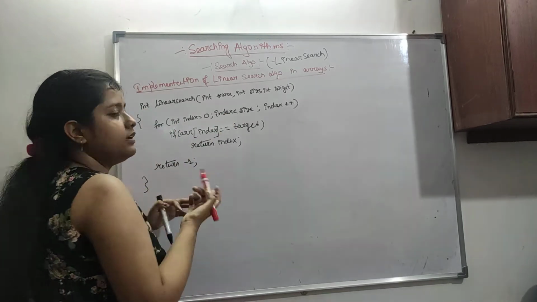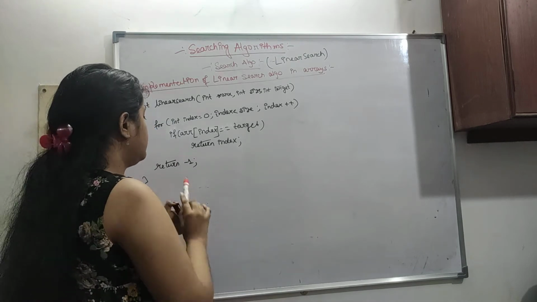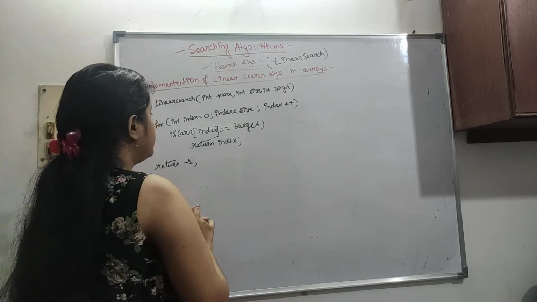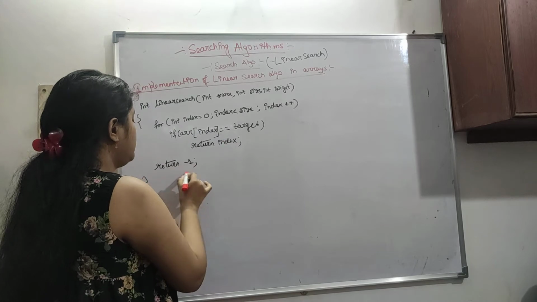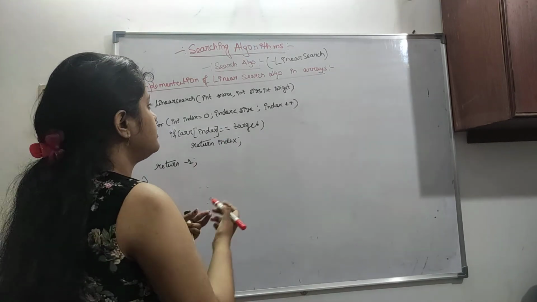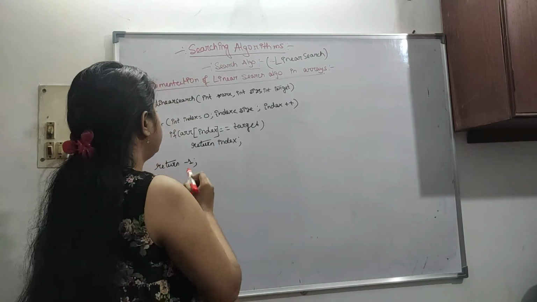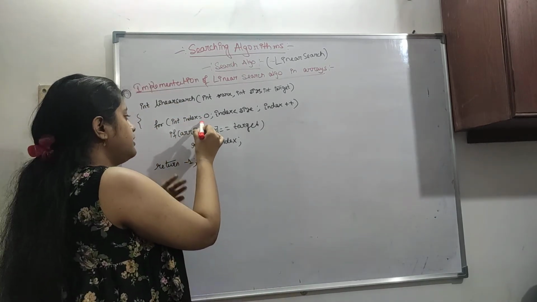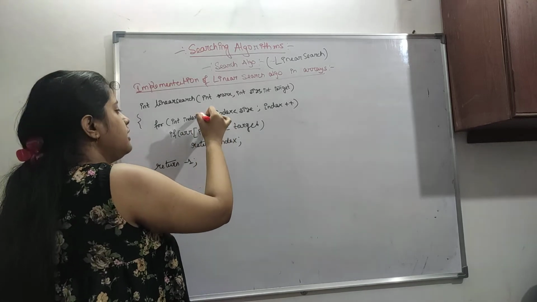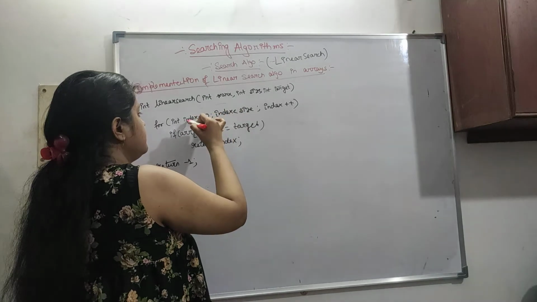Since the return type is int, if it were void, nothing would have been returned. The return statement would not have been necessary, but since it is int, we have to return something. That -1 means that our search is unsuccessful. We have searched, but we haven't found anything. Basically it is doing int index equals 0, starting from 0, index is less than size.